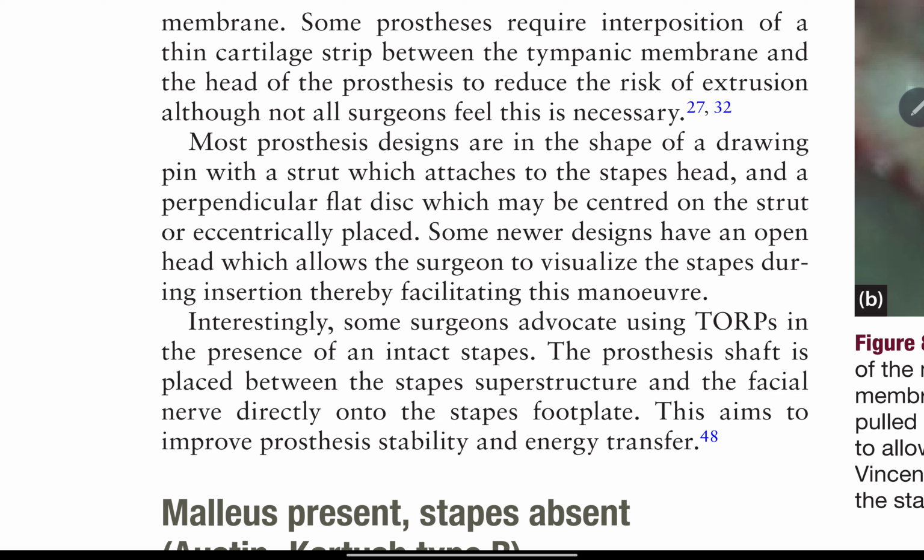Most prosthesis designs are in the shape of a drawing pin with a stud which attaches to the stapes head and a perpendicular flat disc which may be centered on the stud or eccentrically placed. Some newer designs have an open head which allows the surgeon to visualize the stapes during insertion, thereby facilitating this maneuver. Interestingly, some surgeons advocate using torque in the presence of an intact stapes. The prosthesis shaft is placed between the stapes superstructure and the facial nerve directly onto the stapes footplate. This aims to improve prosthesis stability and energy transfer.